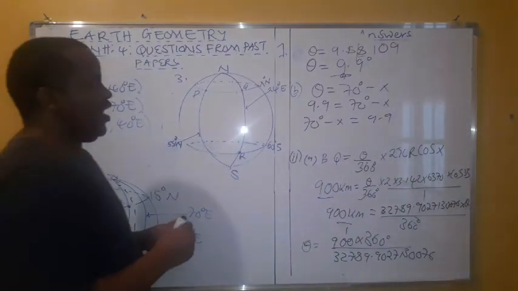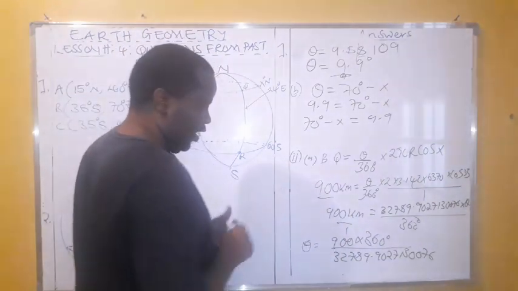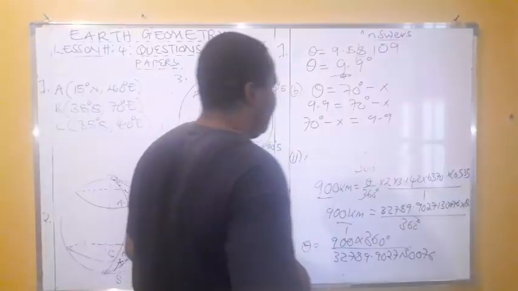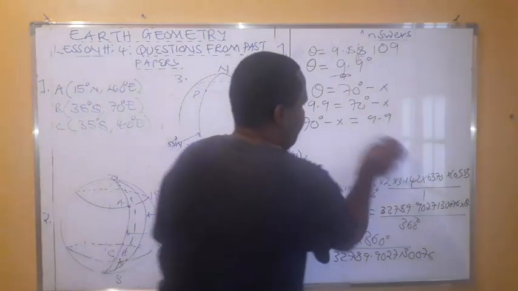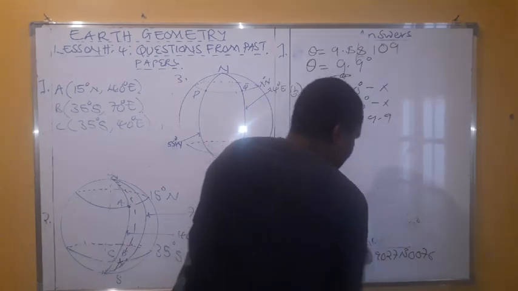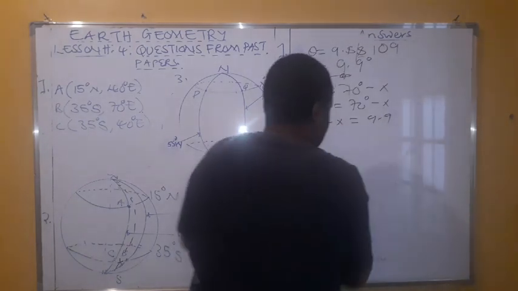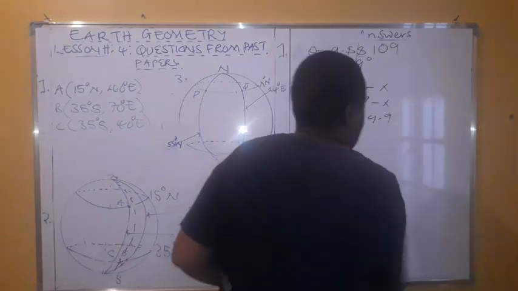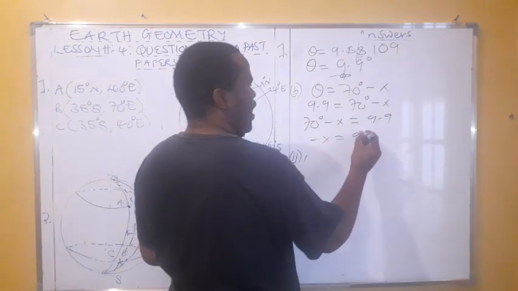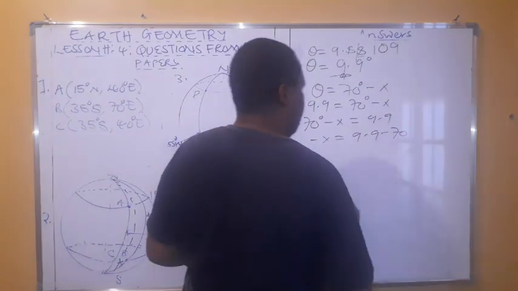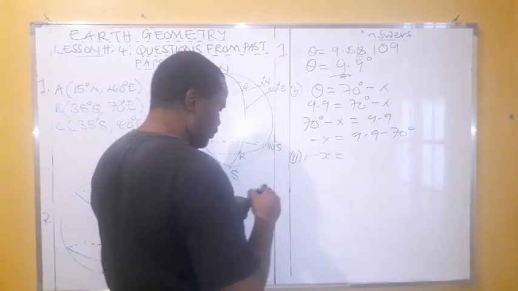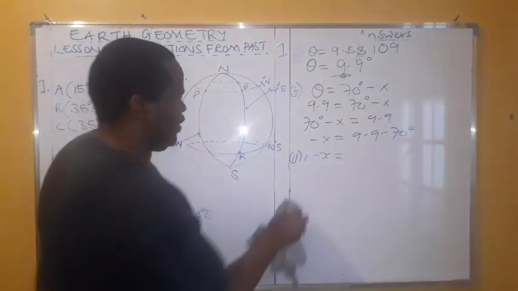I can even erase this so that we write nicely. We are saying this and that is the same. So here you have negative X is equal to 9.9 minus 70 degrees. So negative X is equal to negative 60.1.